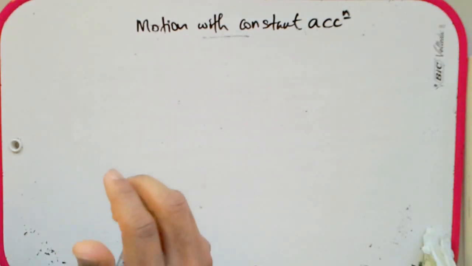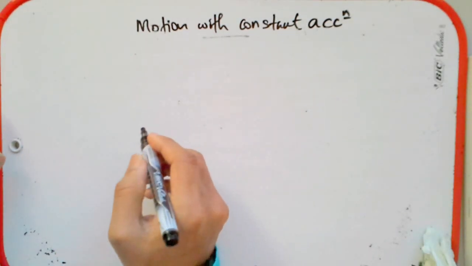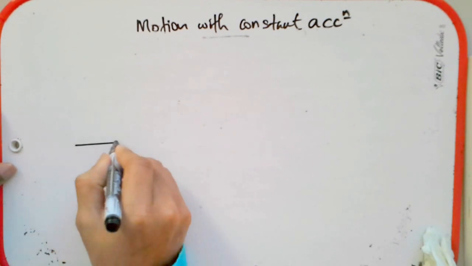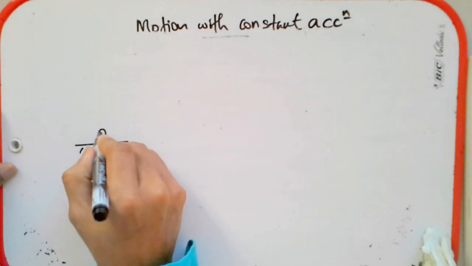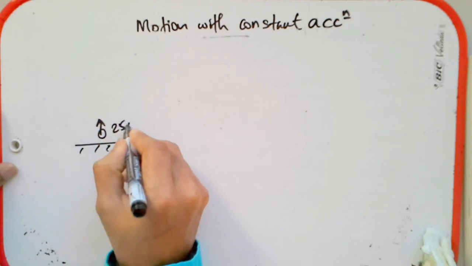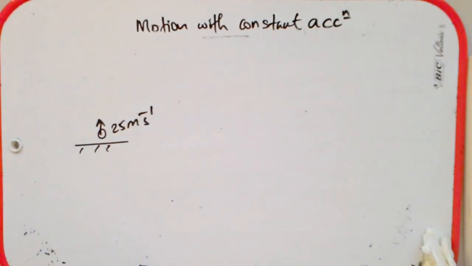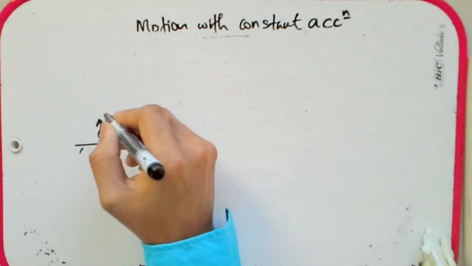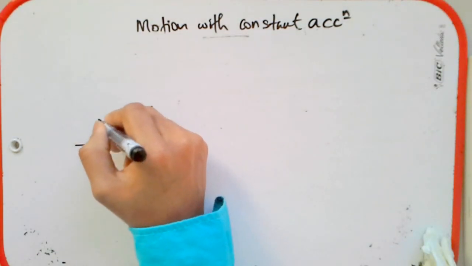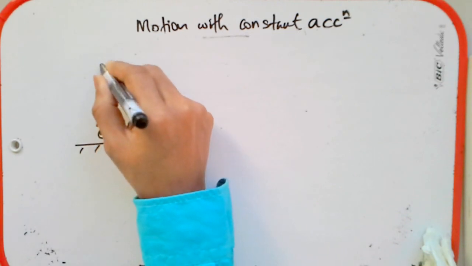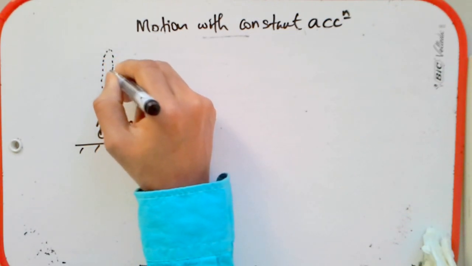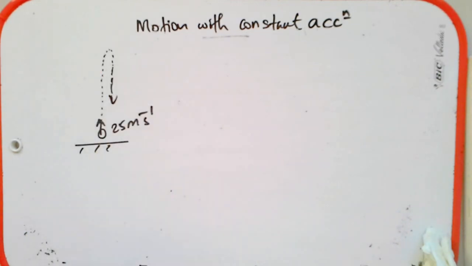The next question is, a ball is thrown upward. This time you throw a ball upward with 25 meters per second. So this ball goes up. This is the trajectory. It goes up and it comes down. The first question is, when does the velocity of the ball reach 15 meters per second?